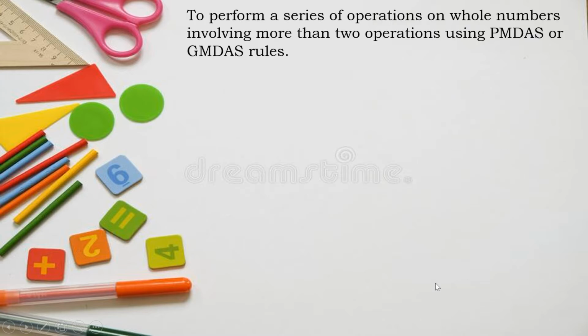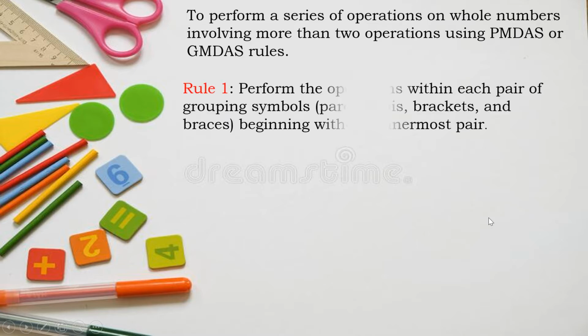To perform a series of operations on whole numbers involving more than 2 operations using PMDAS or GMDAS rules, here are the rules. Rule number 1, perform the operations within each pair of grouping symbols, parentheses, brackets, and braces, beginning with the innermost pair. So pag may makita kayong parentheses, brackets, and braces, yun ang unang nyong isosolve.